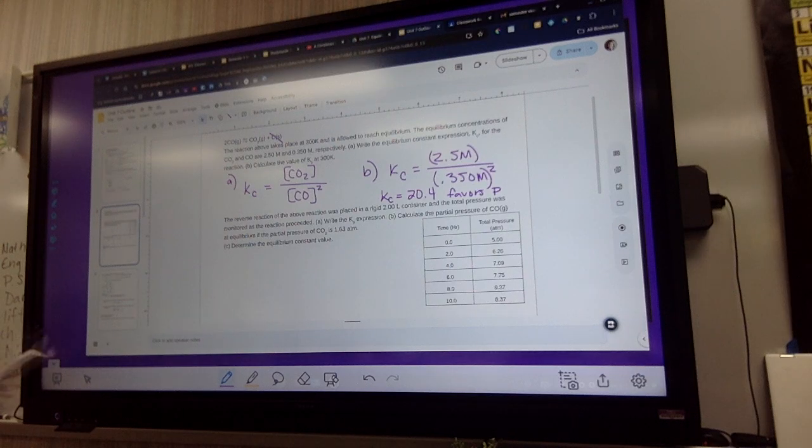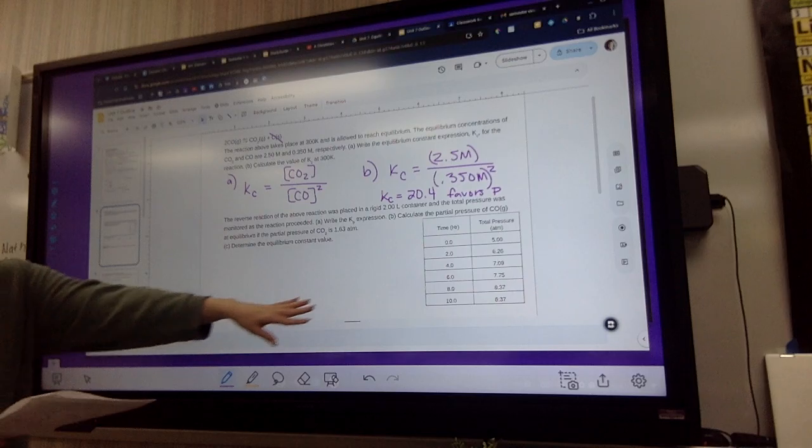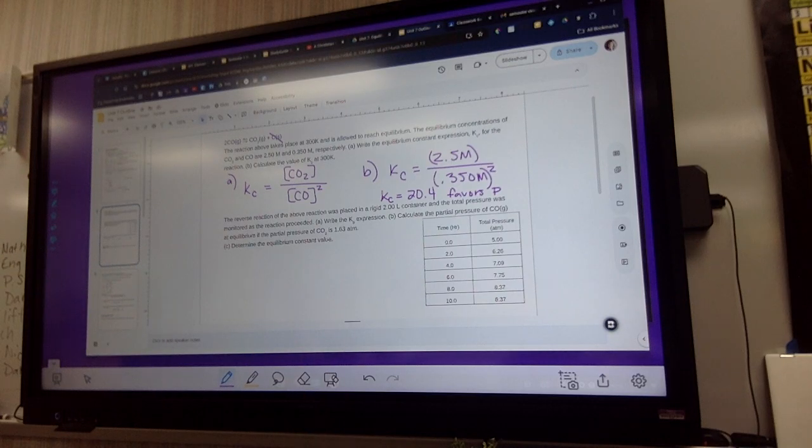Okay? For this next one, the reverse reaction of the above reaction is in a rigid 2-liter container, and a total pressure was monitored as the reaction proceeded. We're going to write the Kp, so this time we're going to be using the parentheses and then the P of whatever. We're going to calculate the partial pressure of CO gas at equilibrium if the partial pressure of the CO2 is 1.63, and then we're going to determine the equilibrium constant value. So first off, we do need to figure out the reaction.